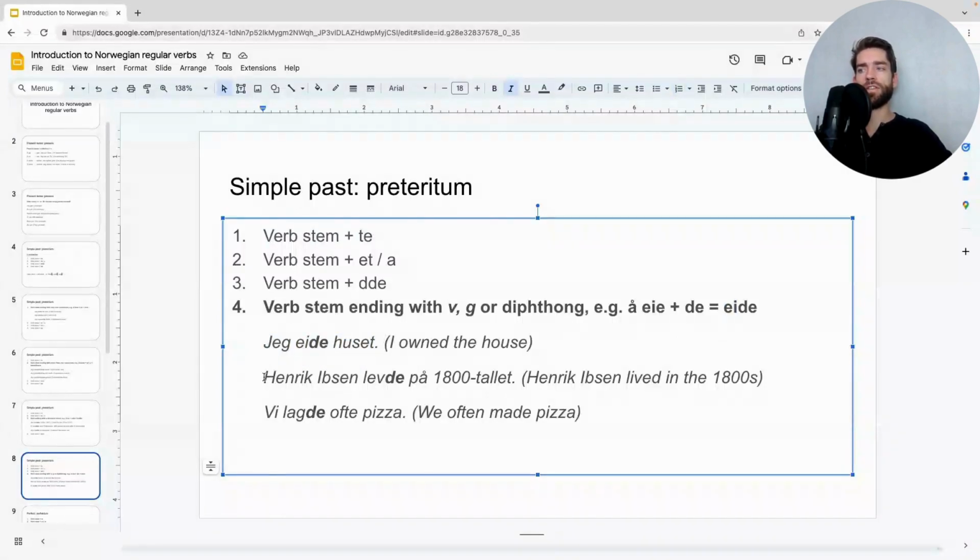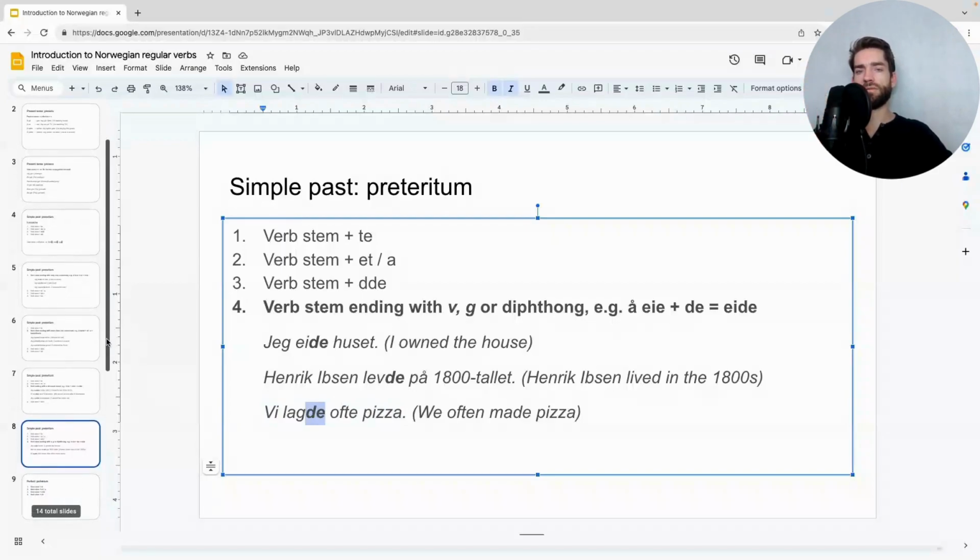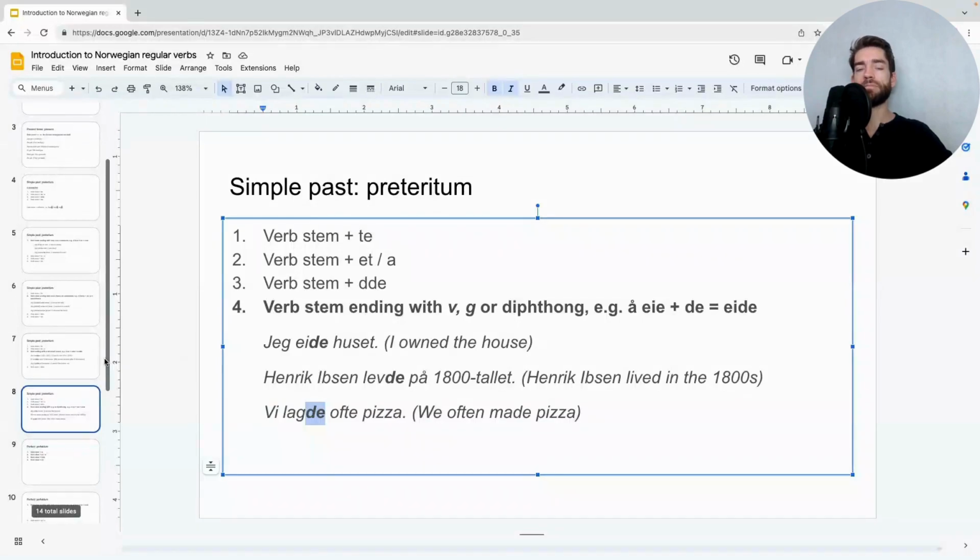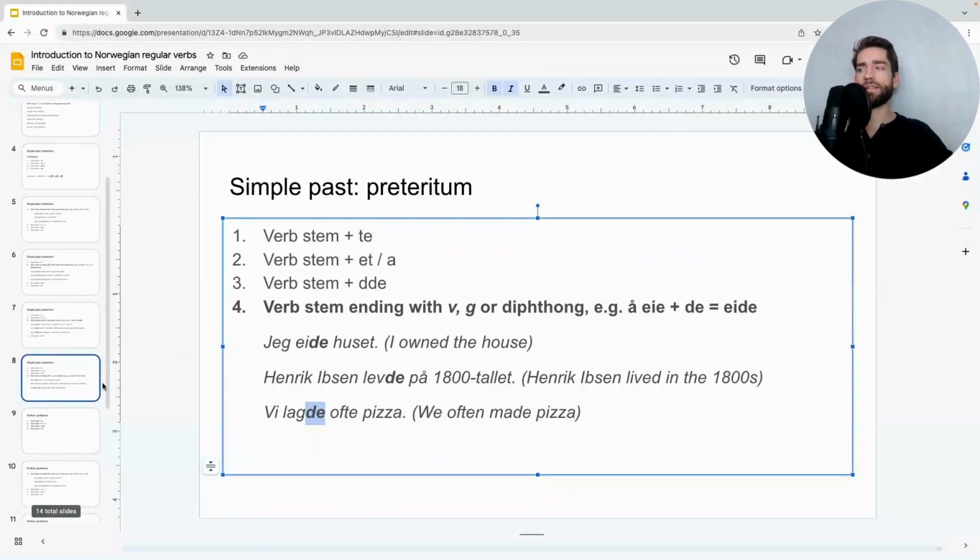Henrik Ibsen, a very famous author, levde på 1800-tallet. Levde. So here, what you see is the letter V. So if it ends with the letter V, usually it gets the d suffix. And the same with the letter G. So vi lagde ofte pizza. We often made dinner. Pizza is dinner, I guess. Lagde. So diphthong, letter V, letter G. And that's it. That's how you create the simple past of these regular verbs.